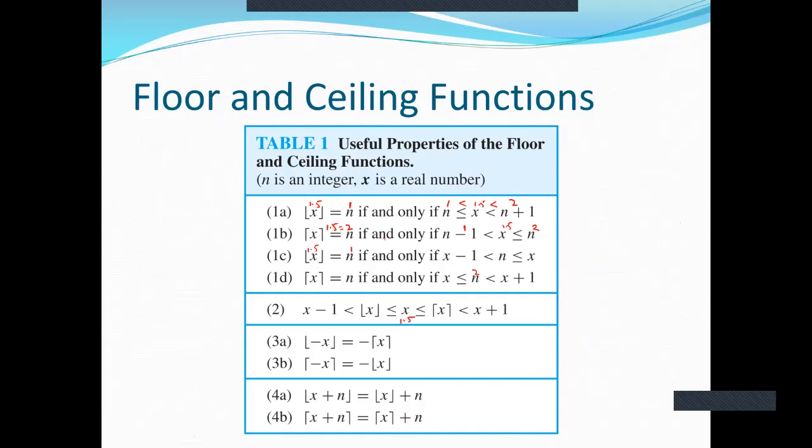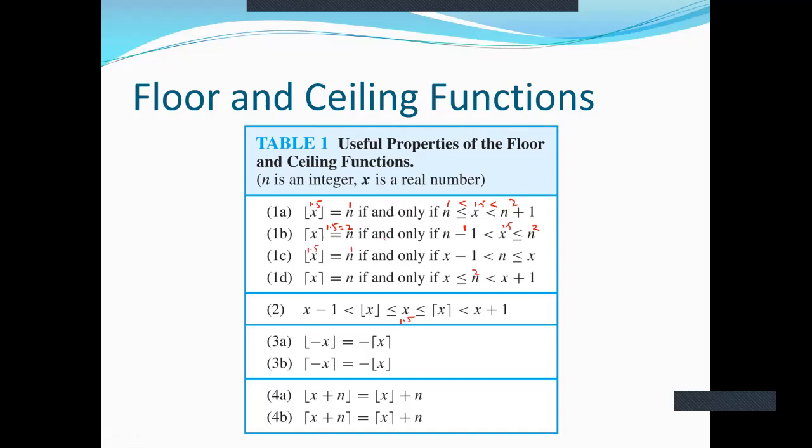Another side is, if you take the ceiling of this x, so the ceiling of this x is 2. So it says x is always smaller than or equal to its ceiling. Yes, obviously it is true. And then this ceiling is always smaller than x plus 1. Obviously this 2 is less than 1.5 plus 1, that is 2.5. So this is how this property works.